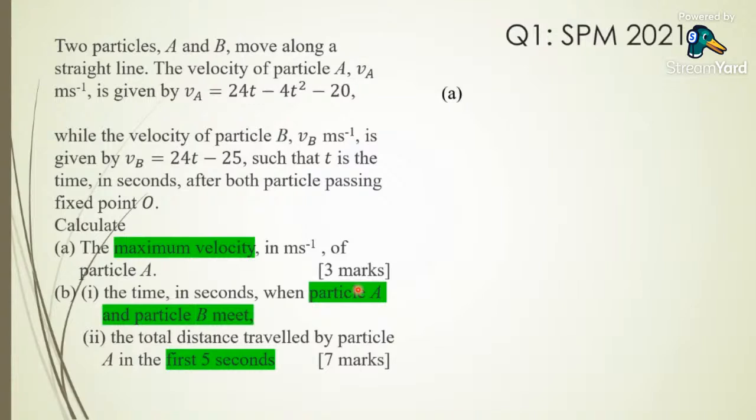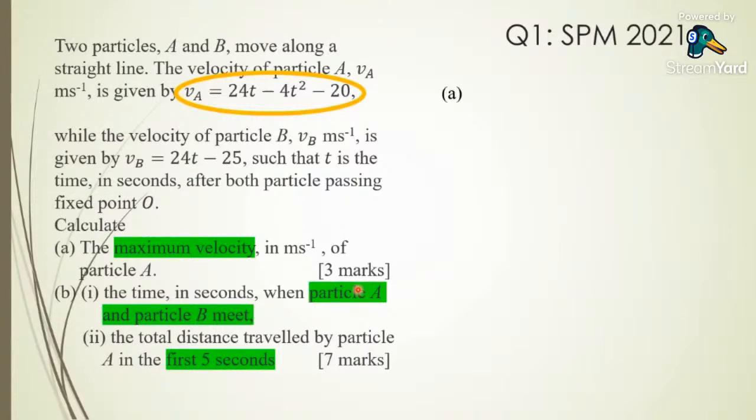Okay, let's read the question. Two particles A and B move along a straight line. The velocity of particle A, VA in meters per second, is given by that. Velocity of particle B, this is the function for V, velocity. And then for particle B, we have VB equals 24t minus 25, such that t is the time in seconds after both particles pass fixed point O.